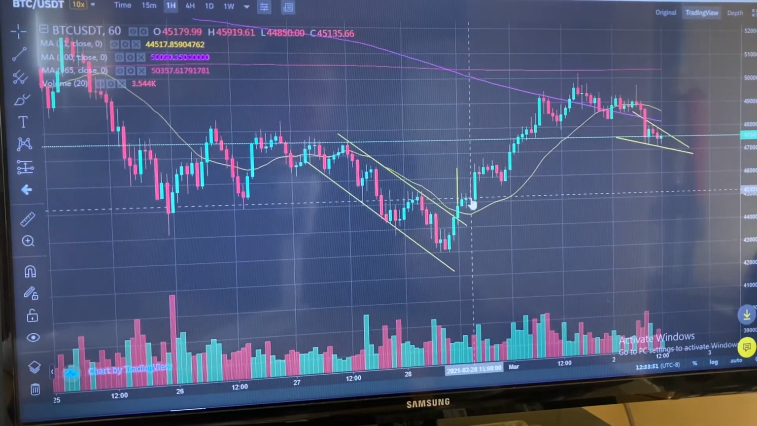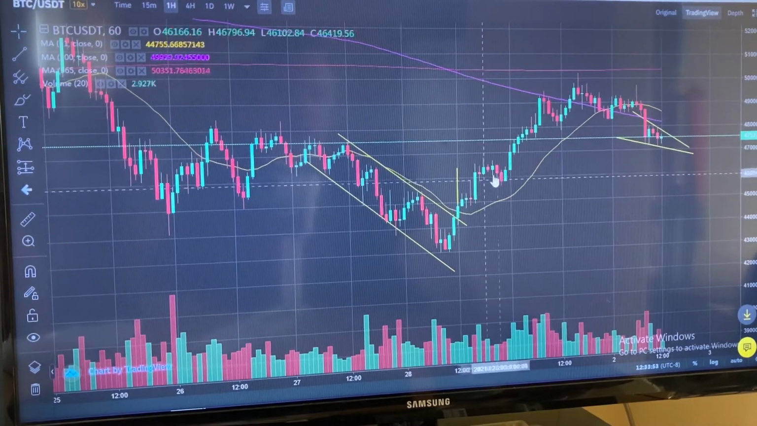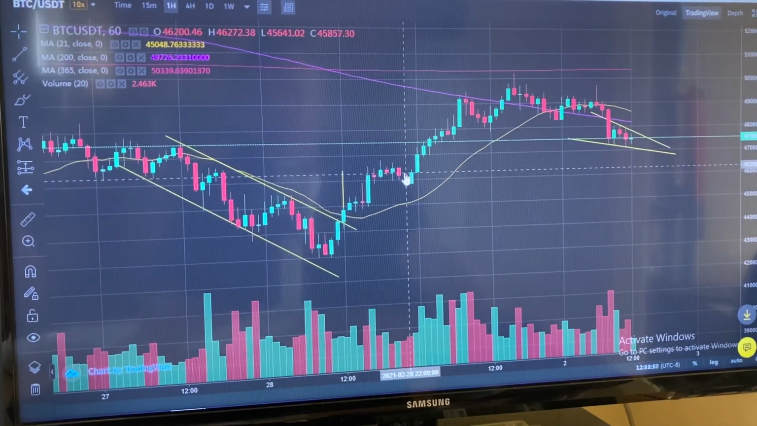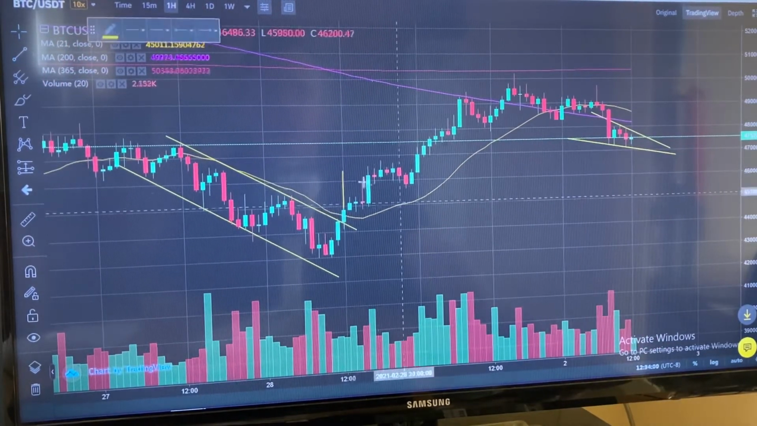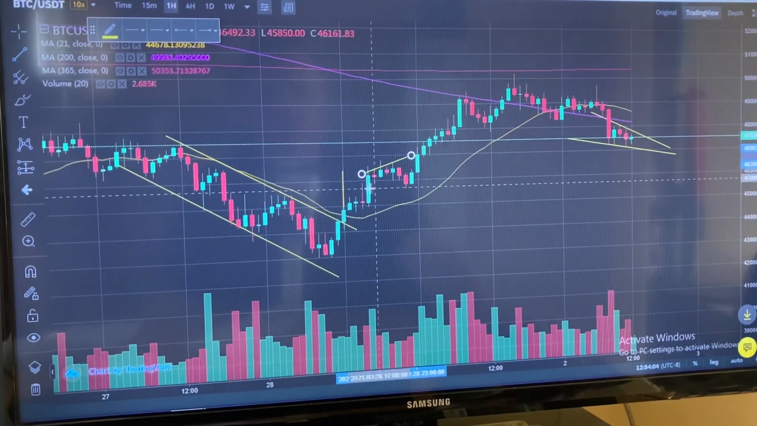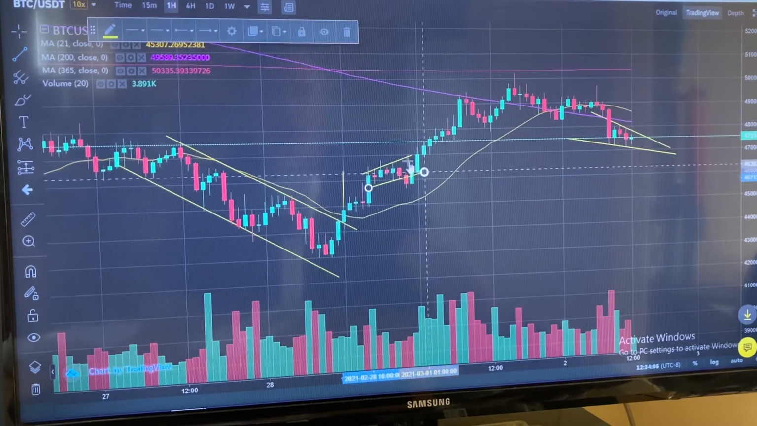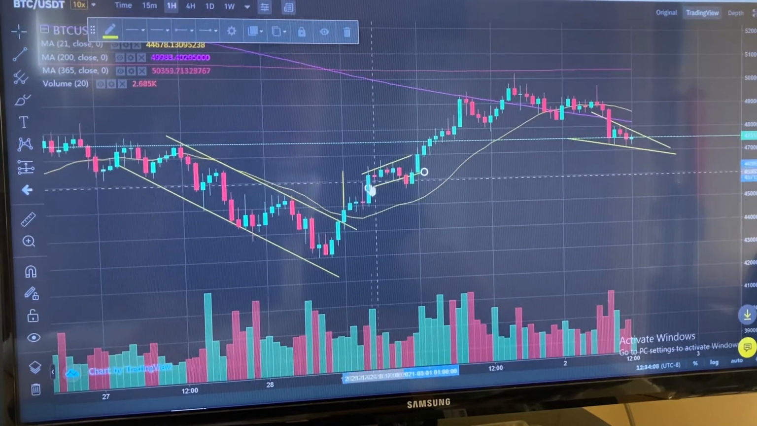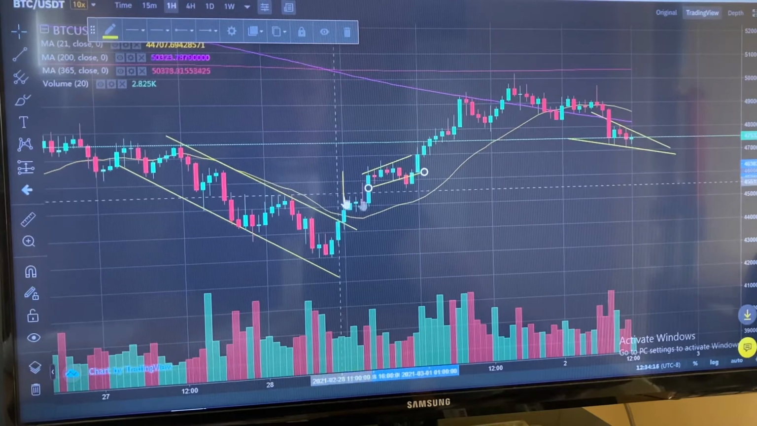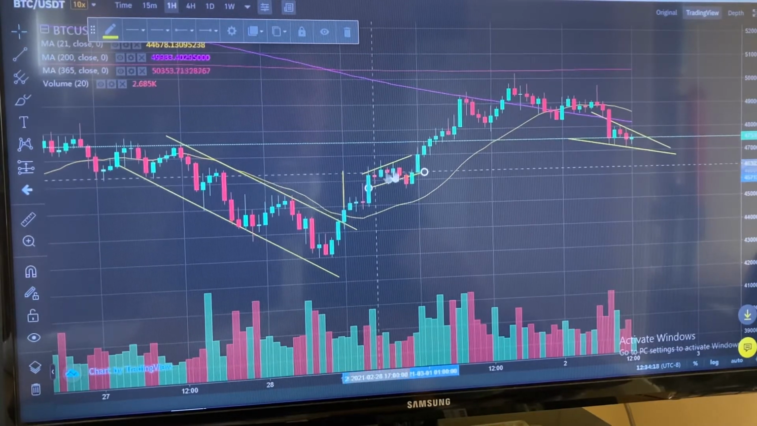So then you have right here, what do you do next? You have an ascending channel. Now, this is a shorter time frame, so you would look at maybe a 30-minute or a 15-minute time frame. So you'd click up here and shorten the time frame. But basically, you have an ascending channel.